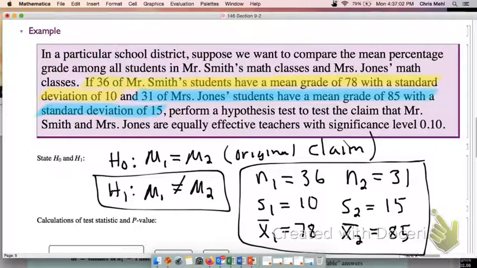One thing I want to point out is that one of the requirements was that either both sample sizes are greater than 30 or both populations are normal. I didn't state whether the grades in either Mr. Smith's classes or Mrs. Jones' classes were normally distributed, but both sample sizes are greater than 30, so we're good to go.